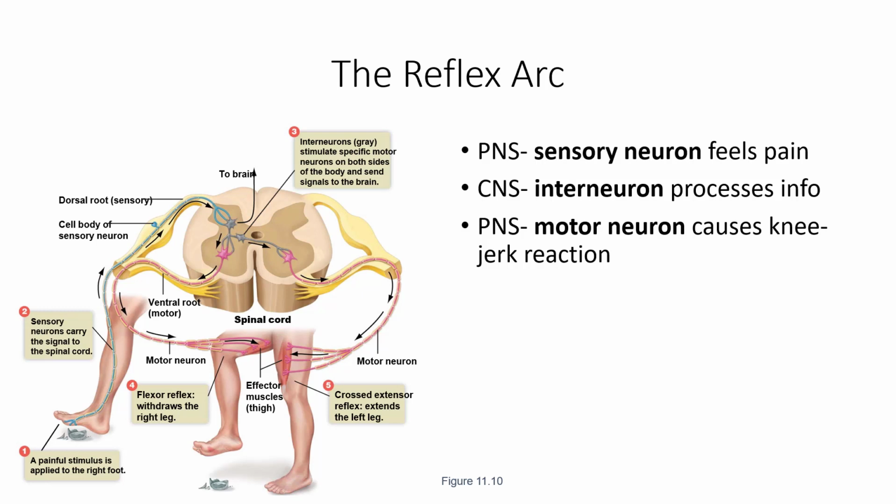So what happens is there is another interneuron stimulating the motor neurons on the other side to extend the left leg. So the right leg is withdrawn and the left leg is extended. So we can see that the interaction between the peripheral nervous system via sensory neurons and the central nervous system via interneurons causes a reaction in the peripheral nervous system of the motor neurons. And this knee-jerk reaction is relatively complicated, but does not need to involve the brain, just the spinal cord. So the reflex arc often goes through the spinal cord.